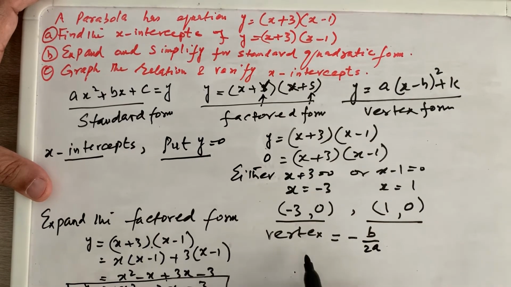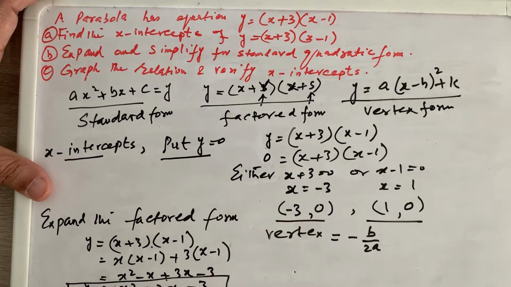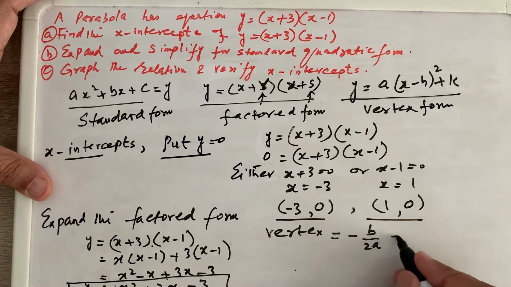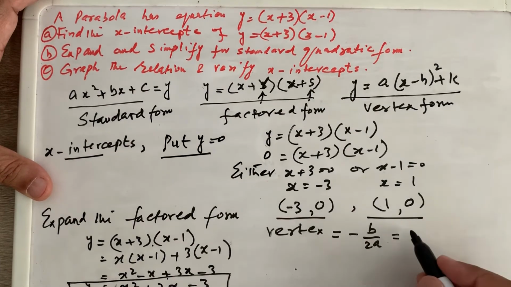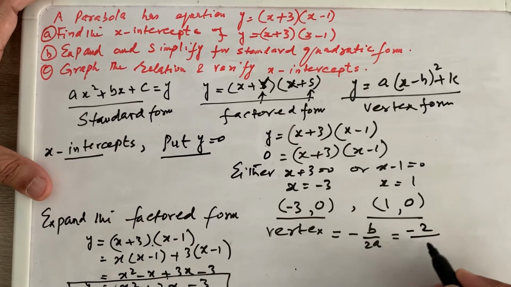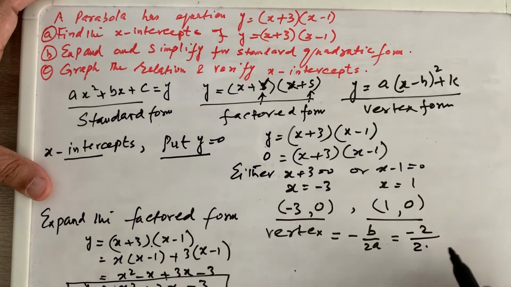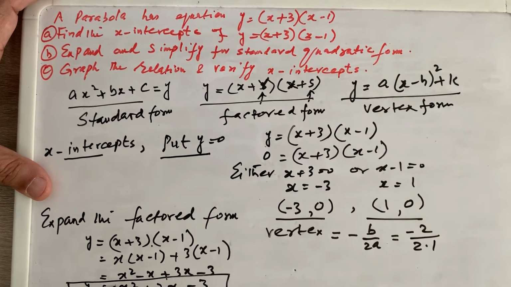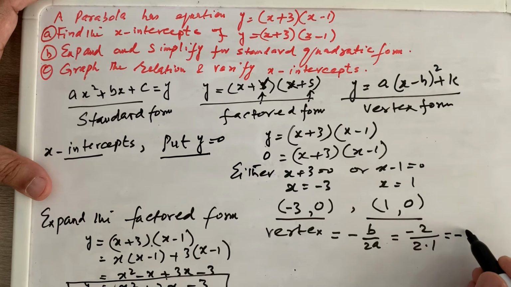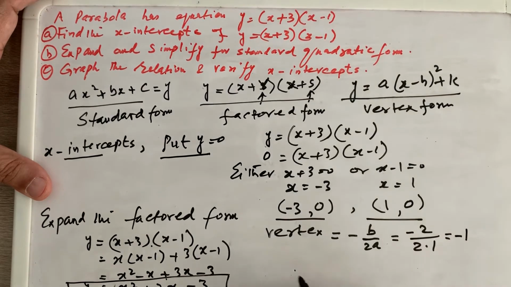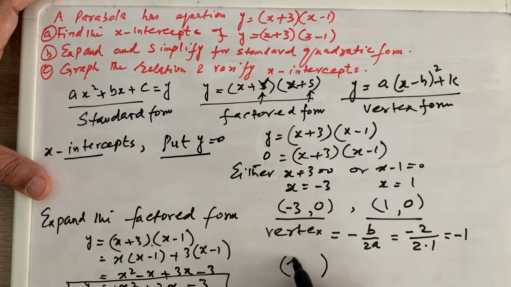If you want to calculate a vertex from a standard form, here is my standard form, right? So what is my b? B is 2, but minus is there, so minus 2 divided by 2a. What is my a? A is 1 in this case here, right? So I divide it and I got minus 1. So that means my x value of the vertex. The vertex has got 2 values, right? One is x value called h and y value is called k.